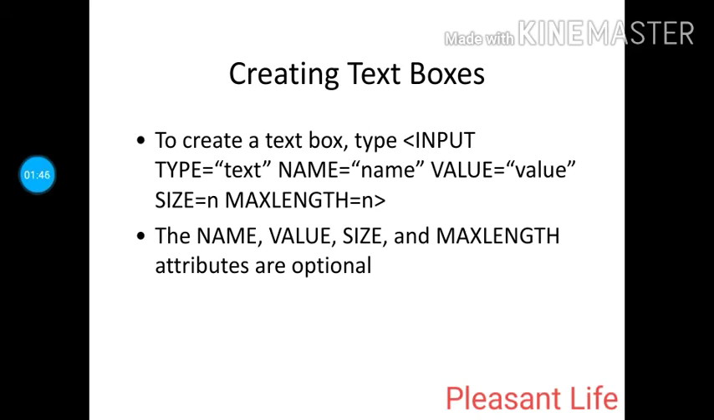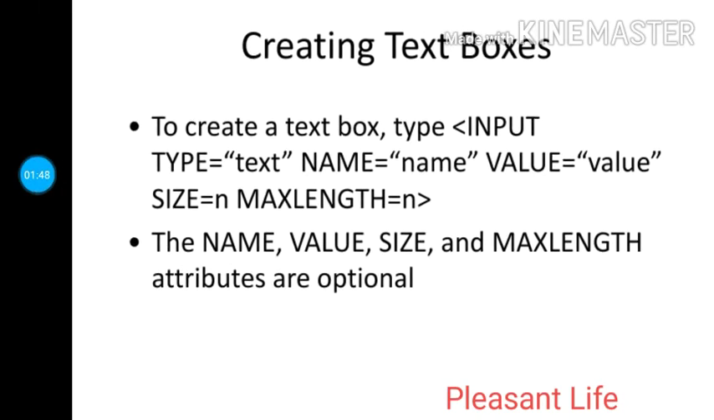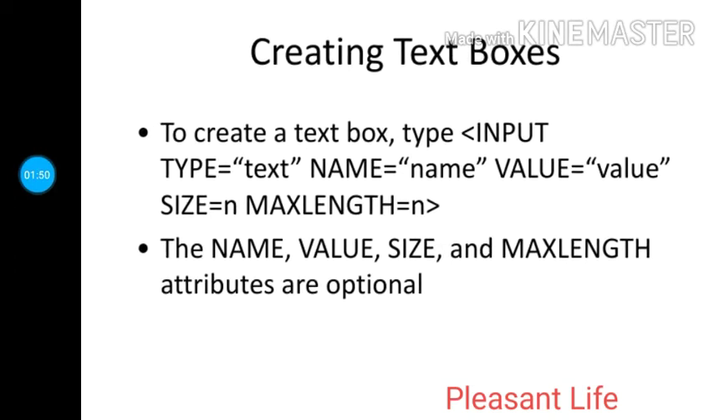Then creating a text box. How to create a text box in the form? To create a text box, type input type equal to text, name equal to name, value equal to value, size equal to n, and max length equal to n. The name, value, size and max length attributes are optional.